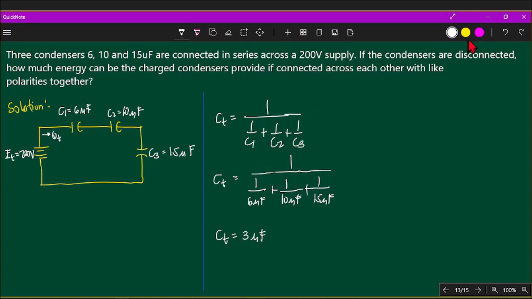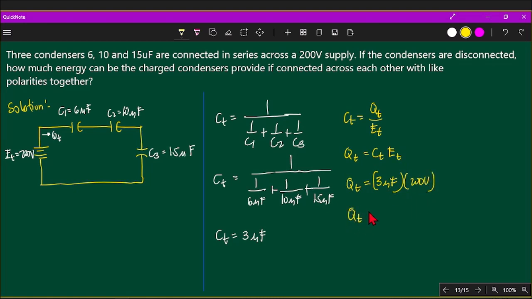So getting now our total charge. We first have the relationship: the total capacitance is equal to the total charge over the voltage supply, or the total voltage. So solving for the total charge, this will be equal to the total capacitance times the total voltage. Our CT is 3 microfarad, then our voltage supply is 200 volts.